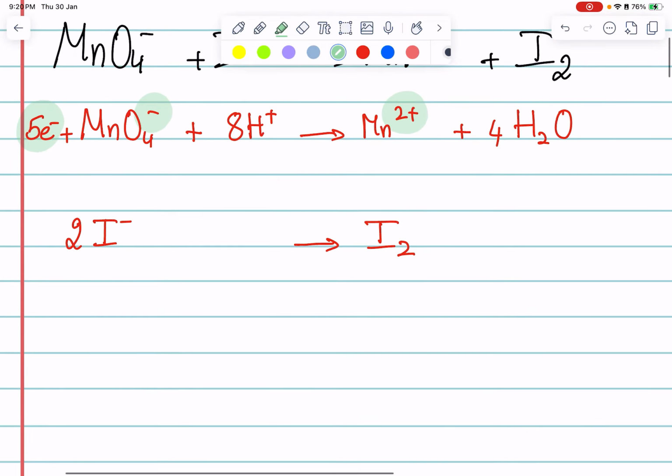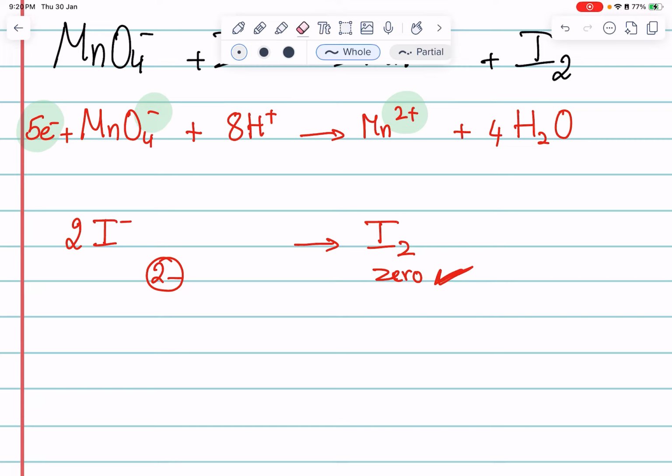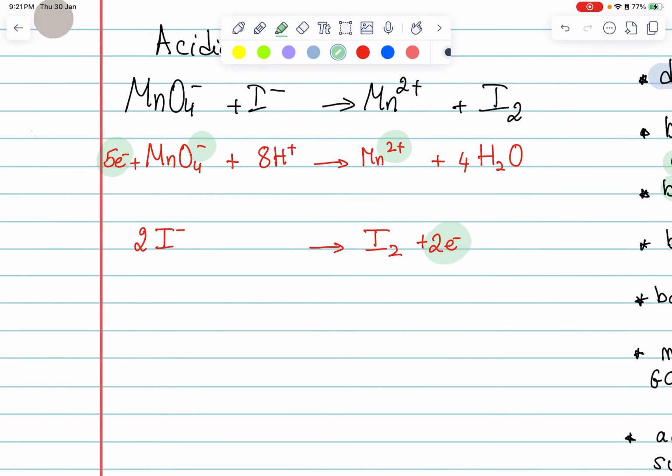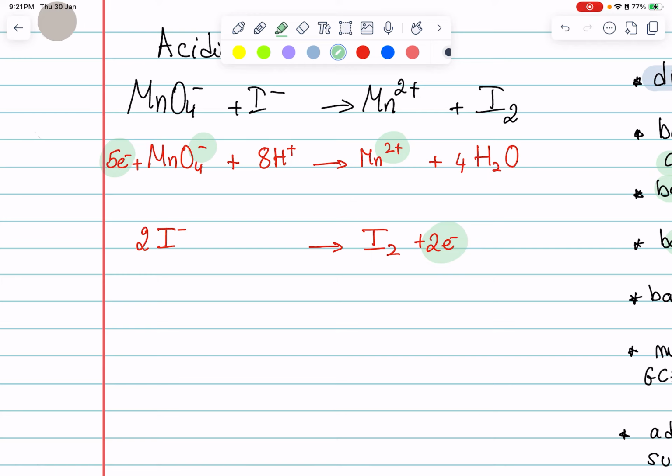Now, for the next one, we need to balance the charges. I have two minuses. 2 times 1 minus, that makes it 2 minus on this side. And on this side, there is no charge. It is neutral, 0. So this is the higher side. So you need to add 2 electrons on the higher side to make both sides equal. So I'm going to add over here 2 electrons. Now, because the electrons are written on the product side, this half equation is considered an oxidation equation where electrons are lost.